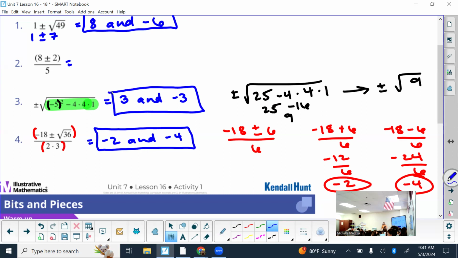Does that make sense? Not easy about this. Remember the plus or minus part. All right, table 9, number 2, what did we get?